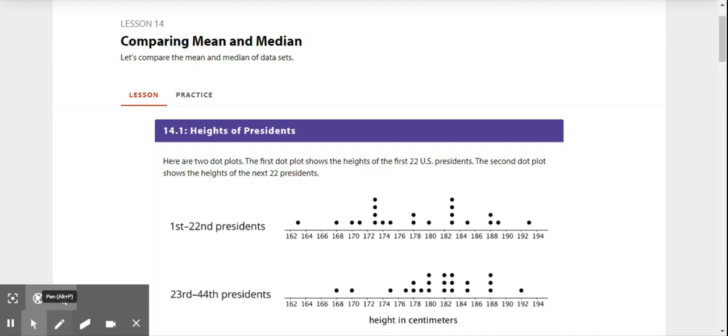All right, so we'll get started with the first activity, which is about the heights of presidents. They're wanting us to agree or disagree with statements. So I'm going to color my agree statements green. That means I agree with them. And my disagree statements red.